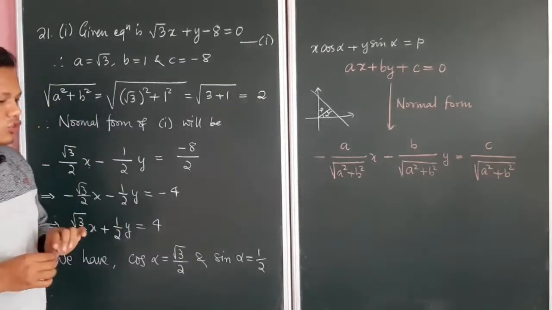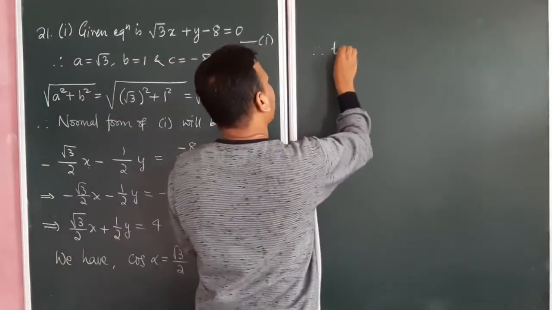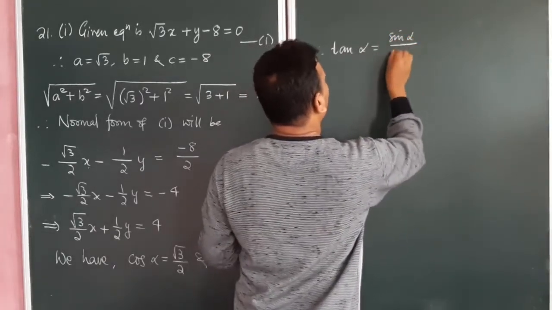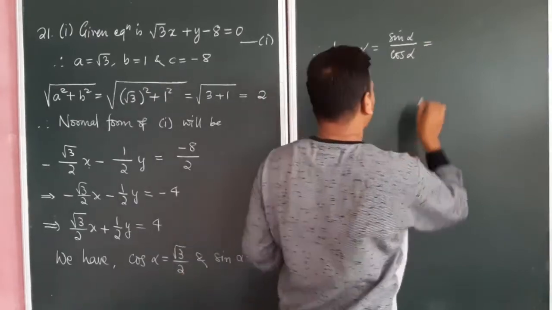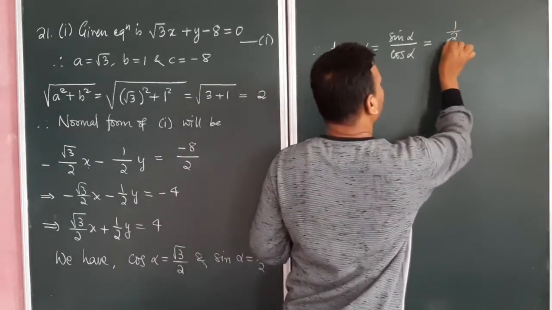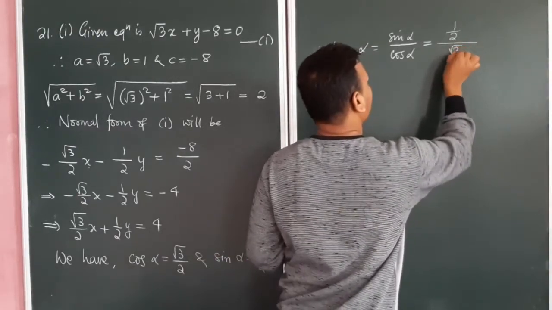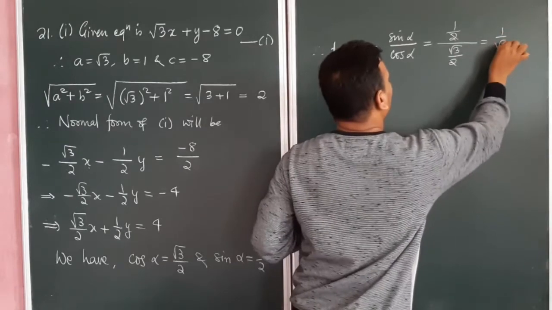Why, you will understand soon. So let me erase this part. Therefore tan alpha can be written as sin alpha by cos alpha, isn't it? And what is sin alpha? Sin alpha is equal to half, divided by cos alpha. Cos alpha is how much? It is root 3 by 2. So we see that the 2 gets cancelled, so this is equal to 1 by root 3.